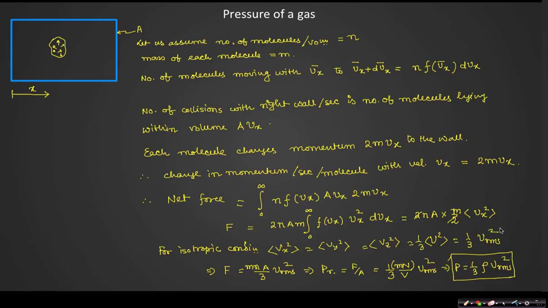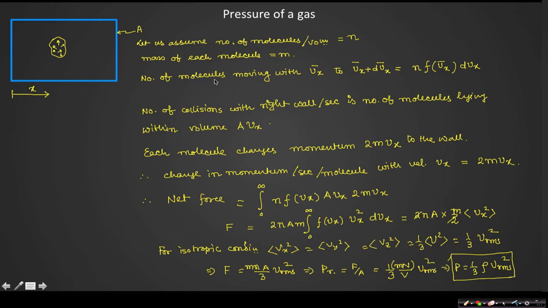Let us take a box where gases are kept, and I have taken this particular direction to be my x-axis, and this is a wall with cross-section area A, and I have taken a small volume. This is, suppose, a unit volume, you can say, right? This is a unit volume where the number of molecules is small n. So small n is the number of molecules per unit volume, and the mass of each molecule is m.